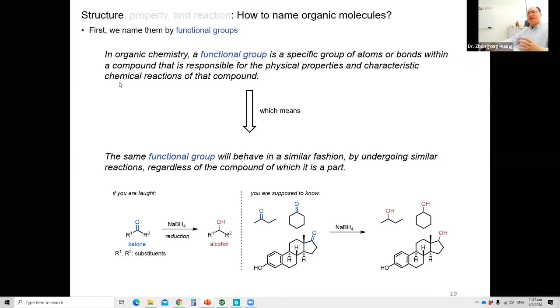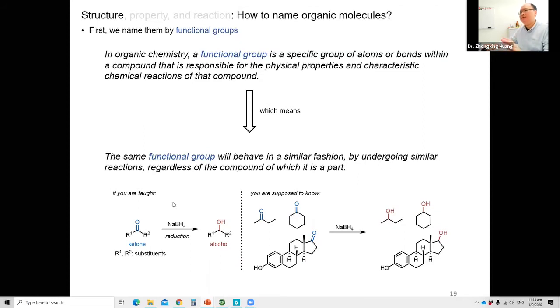Okay. So what it means in more depth is that if in the organic chemistry course I teach you that a ketone can be reduced under certain conditions to an alcohol, you are expected to know that different ketones in different molecules will react in a similar fashion. So if we use this ketone and this cyclic ketone, you get a reduction to become an alcohol in the same way. If you encounter such a complex molecule, this is still a ketone, so it should react in the same way to become an alcohol. So you have to keep this in mind.